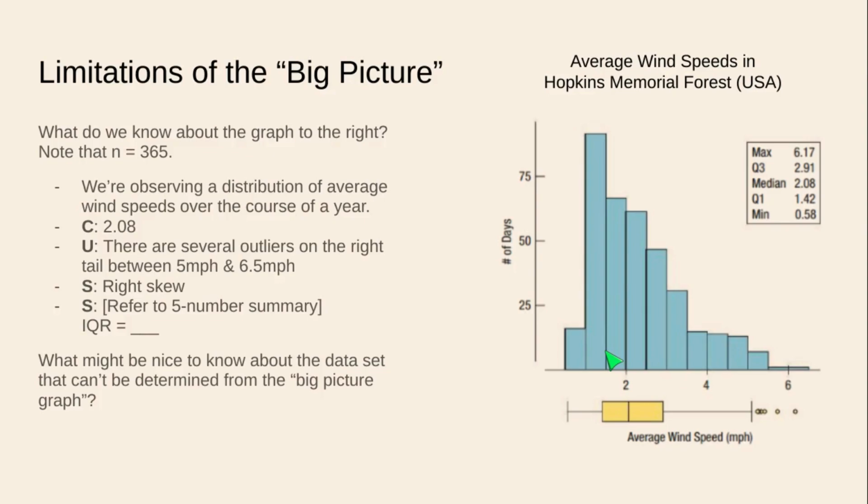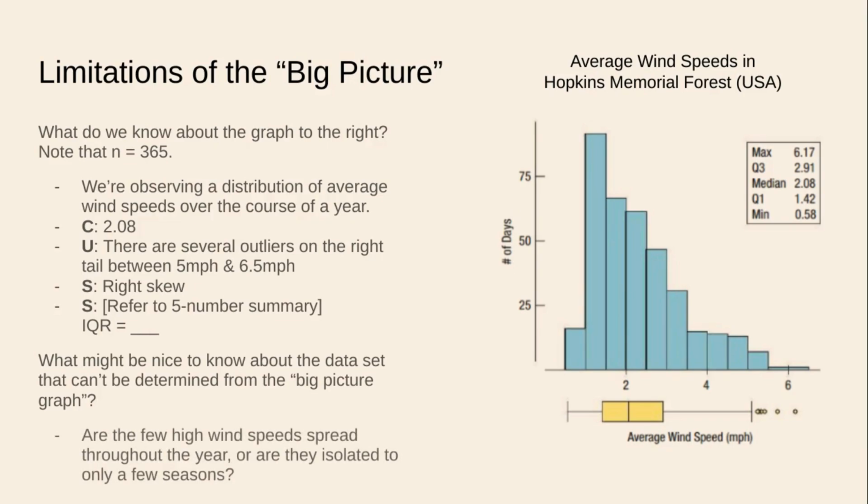And the way to do that is to break up these 365 days according to their seasons, all right? Are there a few high wind speeds spread throughout the year, or are they isolated to only a few seasons? All right, we want to talk about the seasons. So can we break this big picture graph into graphs denoting seasons?